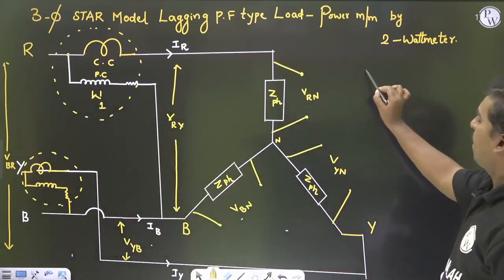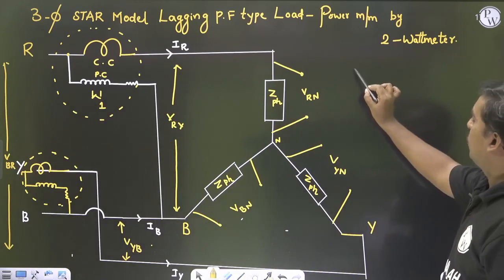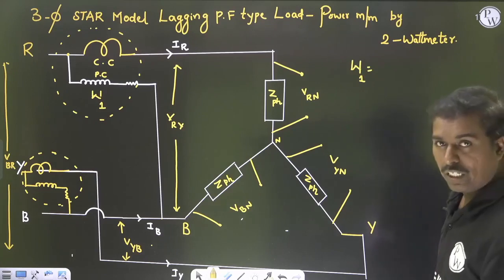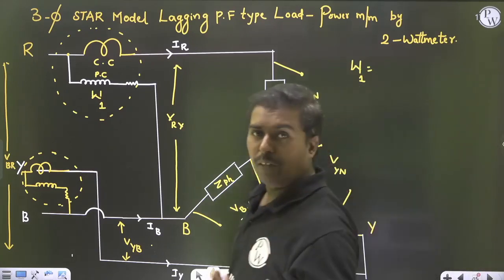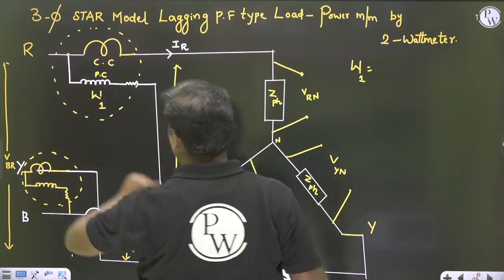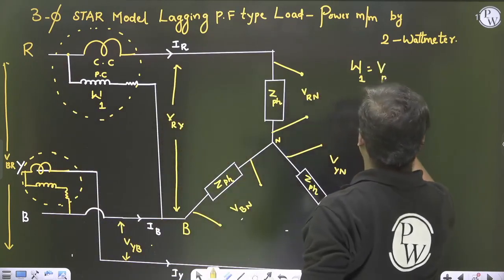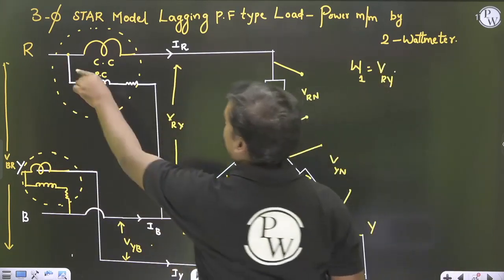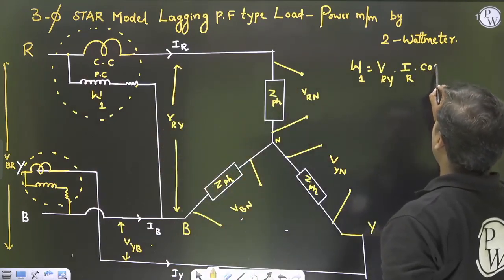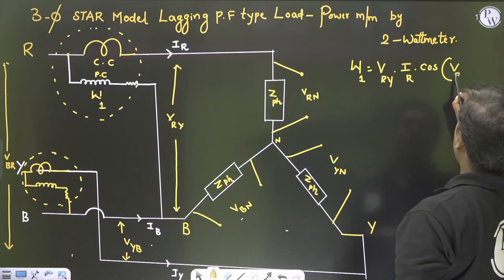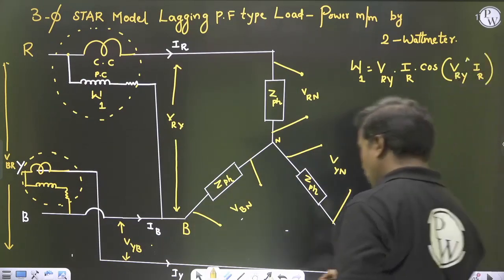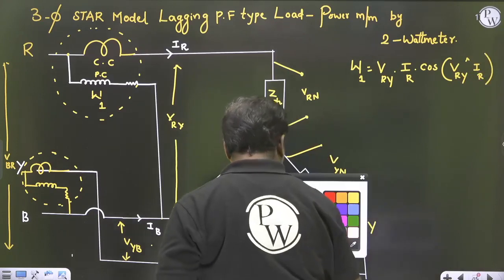Wattmeter 1 requires one voltage, and the current coil will give you the current, the potential coil will give you the voltage. So what is the voltage? That is between R and Y, VRY, and the current is IR. But most important, we need the angle between this VRY and IR. This is the most important point that you have to keep in mind.